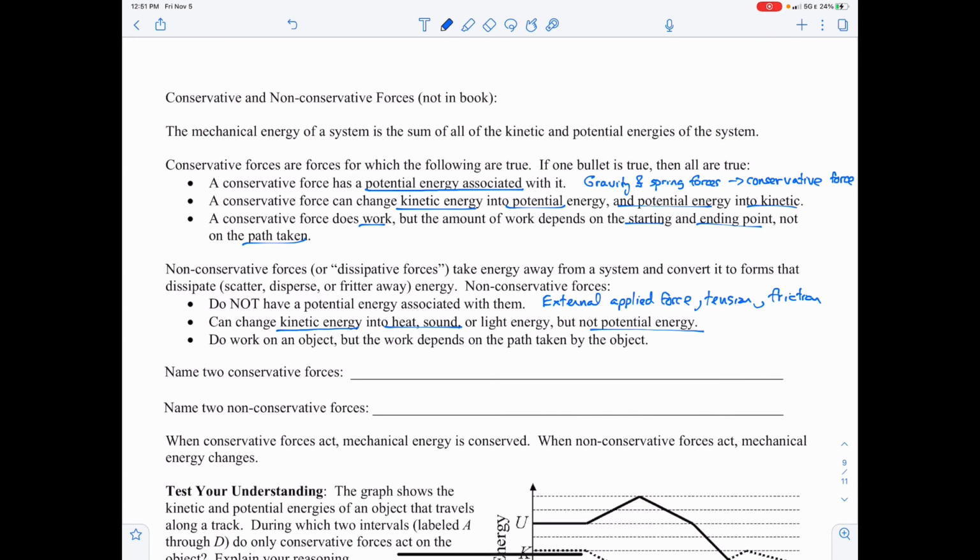So think about how these would work to accomplish this. Friction, for example. What does friction do? The work done by friction transfers the kinetic energy of the object into the sound energy and the internal energy of the air molecules that are surrounding the object. Those increase with the decrease in kinetic energy. And also, non-conservative forces do work on an object, but the work definitely depends on the path of the object taken. Here's a good example of this.